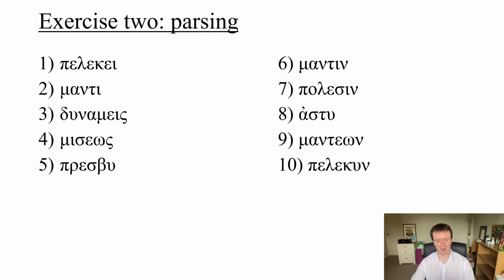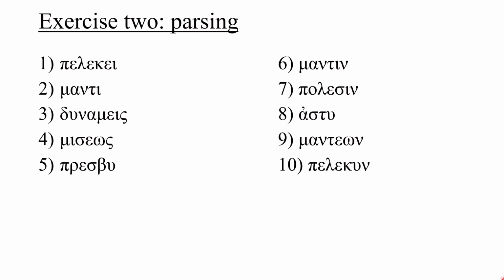Okay, with that done, let's go on to exercise 2, which is a parsing exercise. Here we have 10 different 3M or 3F nouns, but they're in different forms, okay? So they're in different cases and numbers. Your job is to specify their gender, case, and number. So please pause the video and state the gender, case, and number of each of these nouns and list as many possibilities as you can, okay? Because some of these are ambiguous.